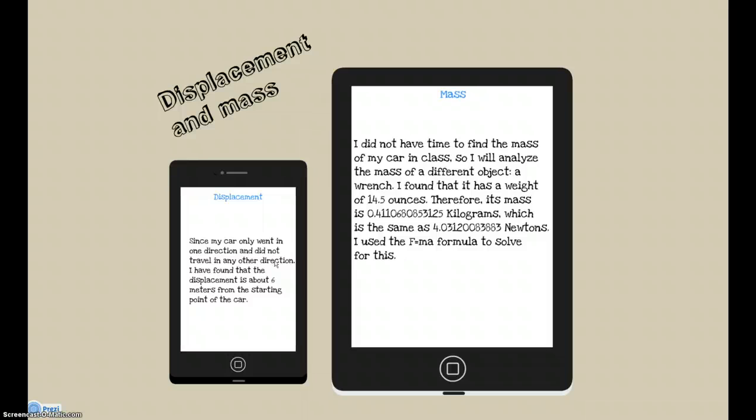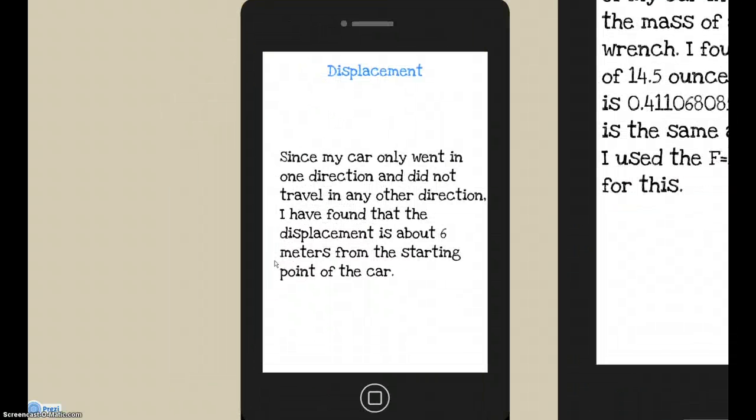Okay, here's displacement and mass. The displacement, we only went in one direction, basically, so we only had to solve the distance from where it started to where it ended, which was about 6 or 7 meters from the starting point of the car. I just measured that, I didn't actually have to solve for it.